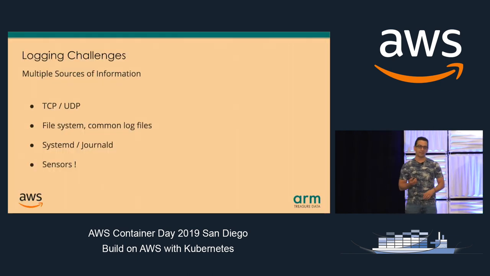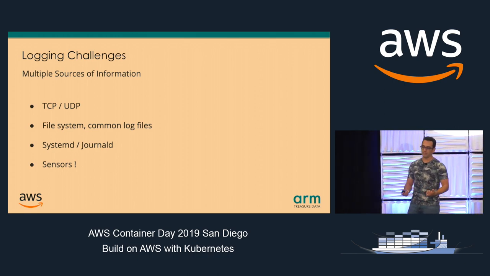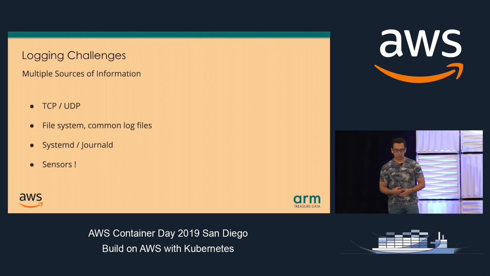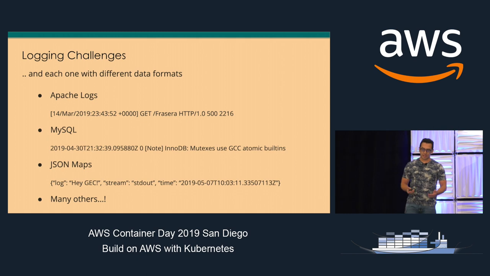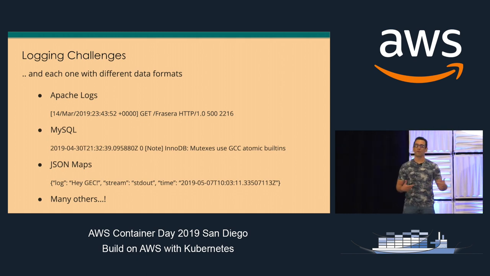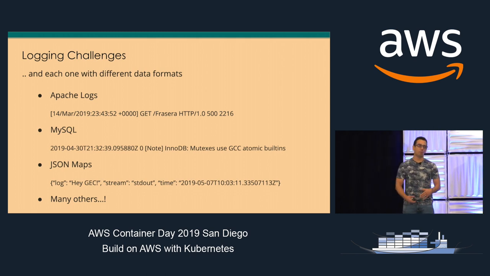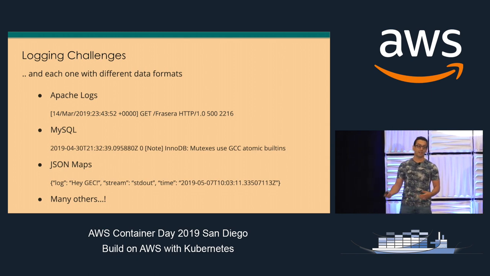And how do we solve this? Because in logging, the challenge is that data comes from different channels. It can be the network, TCP, UDP, the file system, systemd, which is another service that also manages logging for the application, or sensors if you are in the IoT field. And if you look at common services like Apache logs, MySQL, all of them generate data in a different format. So how do you deal with that? You have data coming from multiple places, data comes in different formats, but if you want to do data analysis, you need to centralize all of this.